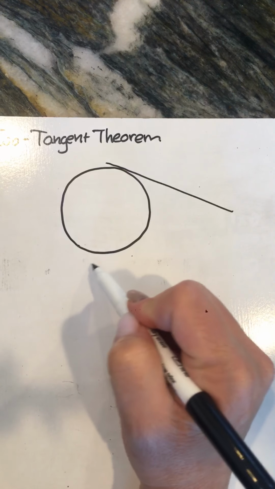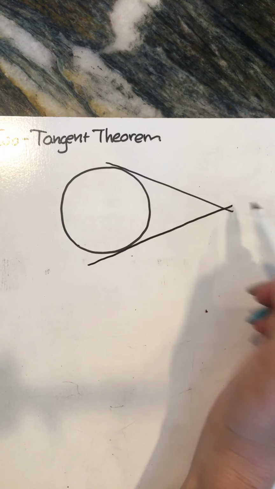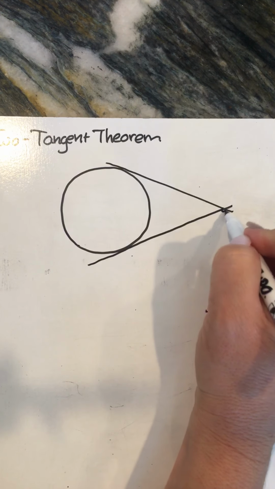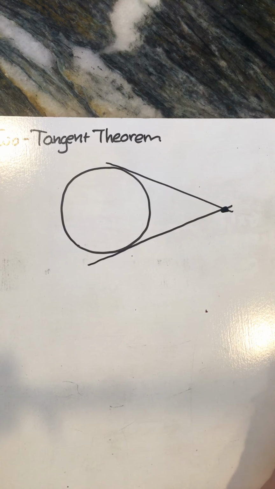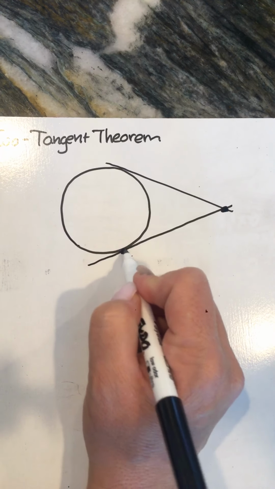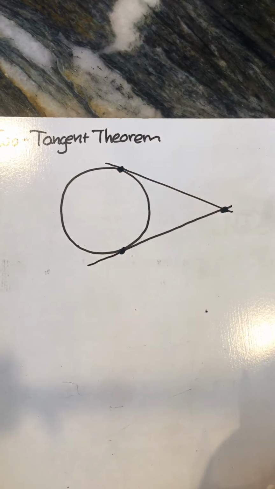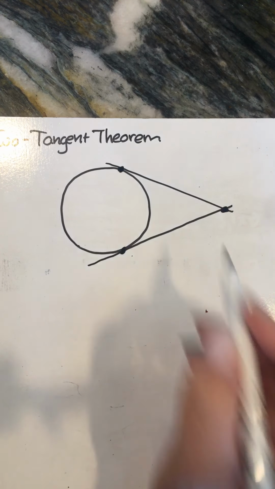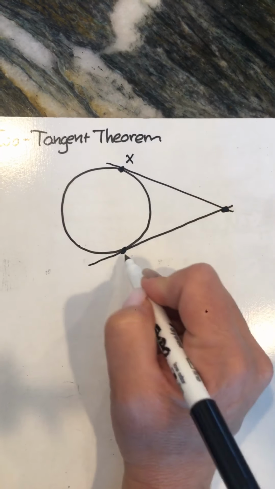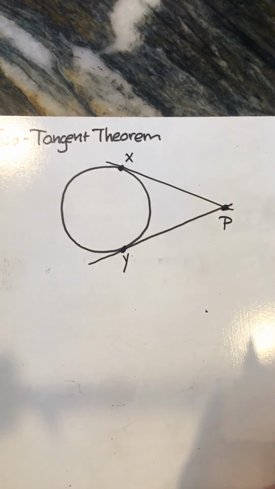So the most logical place to draw would be like so. So here's where they touch outside of the circle. This is the point of tangency for both of them. Let's call this X and Y, and we'll call this point P where they touch.